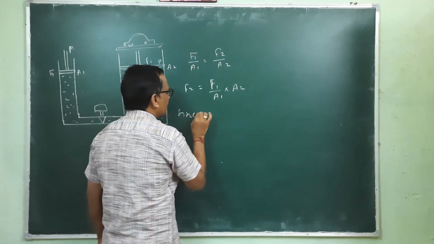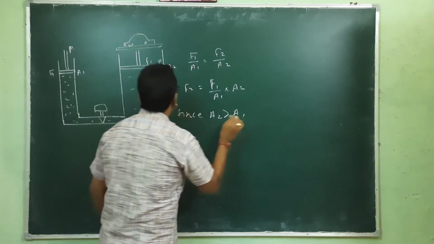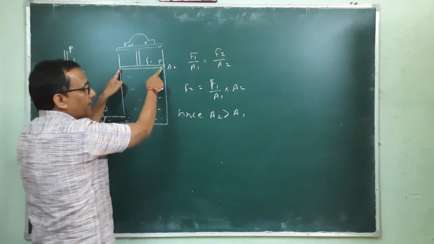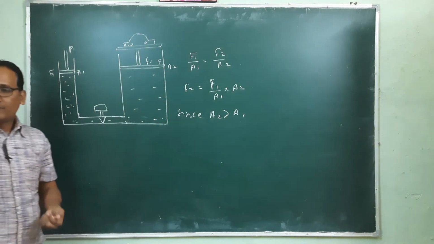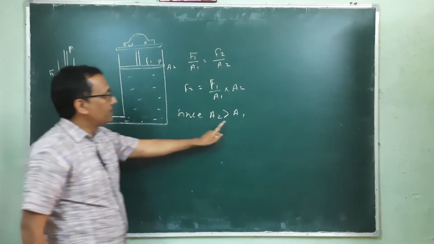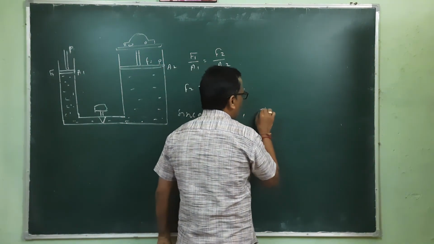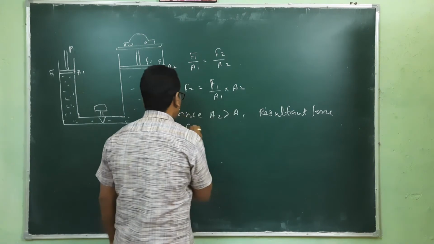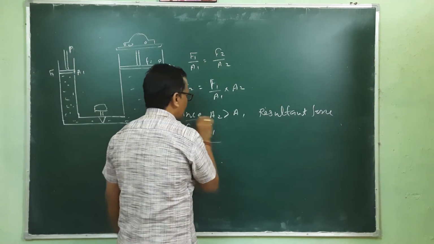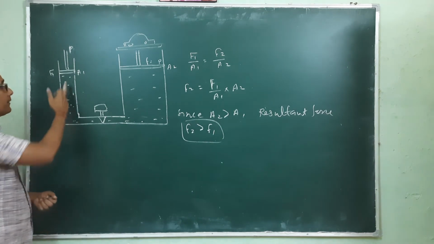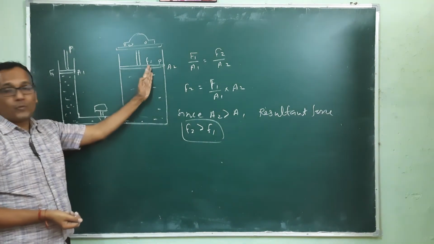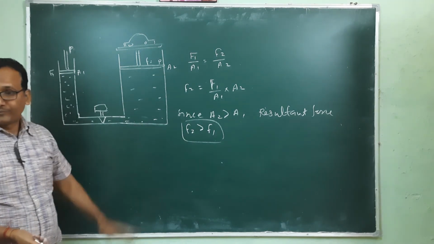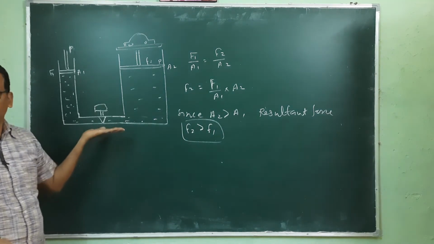Since A2 is much greater than A1, this plate's area is small, and the area of this plate, A2, is much bigger. So A2 is much greater than A1, so the resultant force F2 will be greater than F1. By applying a very small force here, we can get an output F2 with a higher value because of Pascal's law.